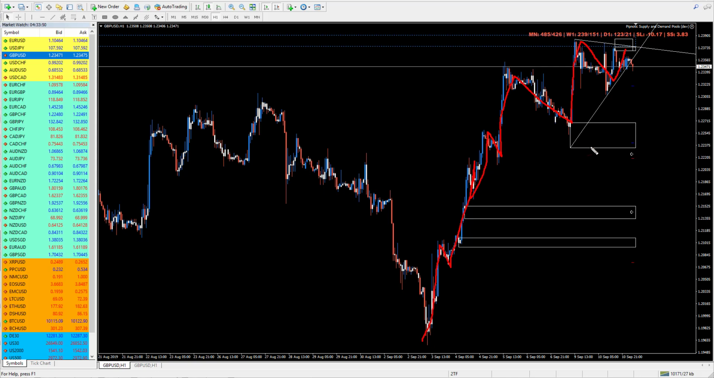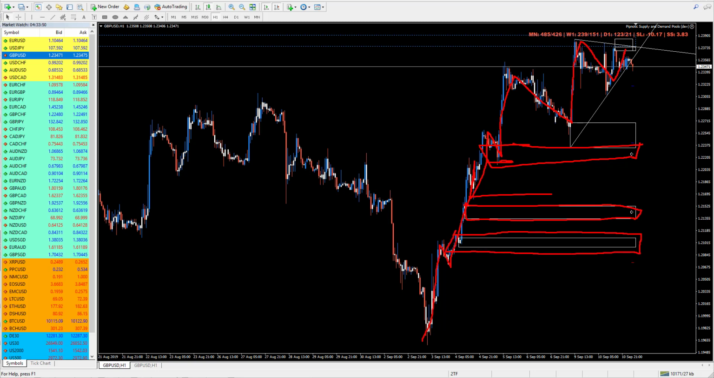We had a big pushback to this level, okay, which is testing this here. So price has already been back to here, and price has already been back to here because of the wicks. The only areas that we have not fiddled with is this one and this one. Okay, so those are the two that are interesting.